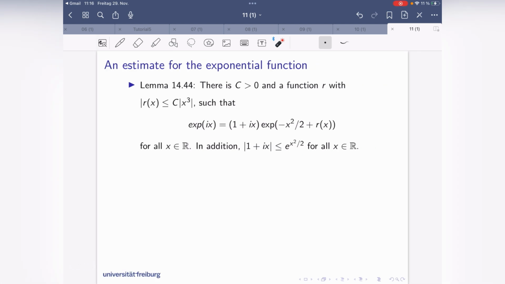Well, we need one more thing, which is an estimate for the exponential function, which is not too hard. Because I will use Levy's theorem for proving the martingale central limit theorem, which means I have to show convergence of characteristic functions. So this here holds, and yeah, well, this here also holds. Let me start with this.